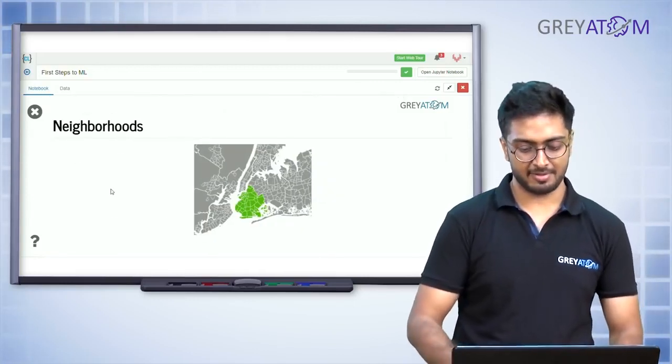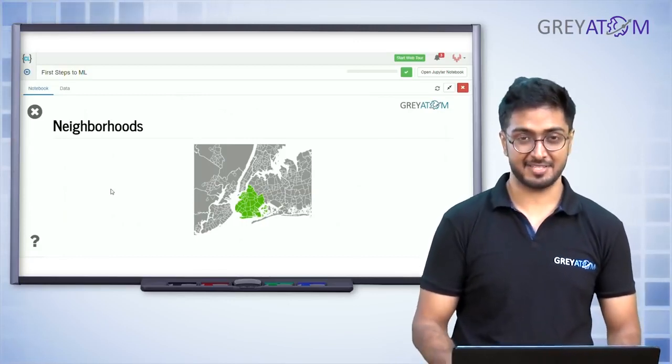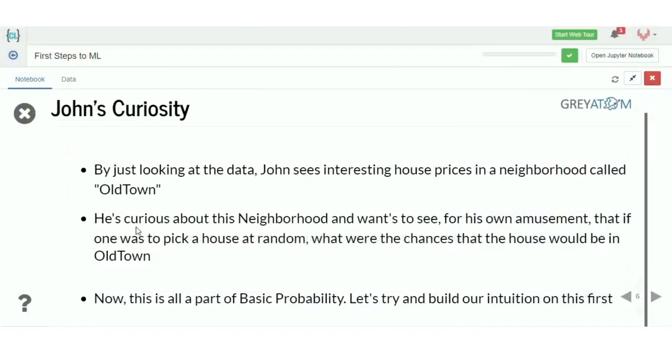So this is one of the neighborhoods. I don't know what it is called, but we can see from the map that it is adjacent to the sea. Now John is curious. Just by looking at the data, John sees interesting house prices in a neighborhood called Old Town. He is curious about this neighborhood and wants to see, for his own amusement, that if one was to pick a house at random, what were the chances that the house would be in Old Town, right?